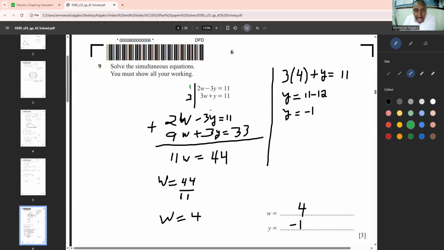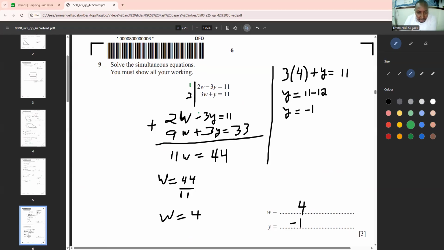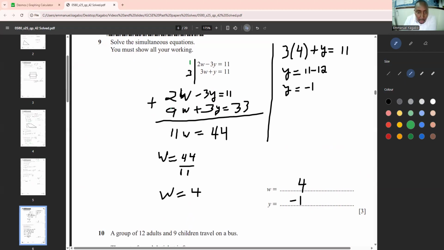I'm eliminating Y, and they have opposite signs. Whenever they have opposite signs, you add. If they have the same signs, you subtract. This time around, they have opposite signs. That's why I'm going to add. Do you get that, guys? Come on, here we go. Good. Now, when I add here, 2W plus 9W gives me 11W. What about 11 plus 33? Because this one will cancel out. This will give me 44.